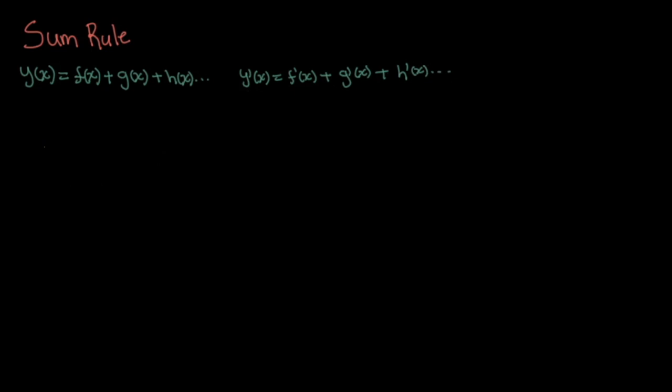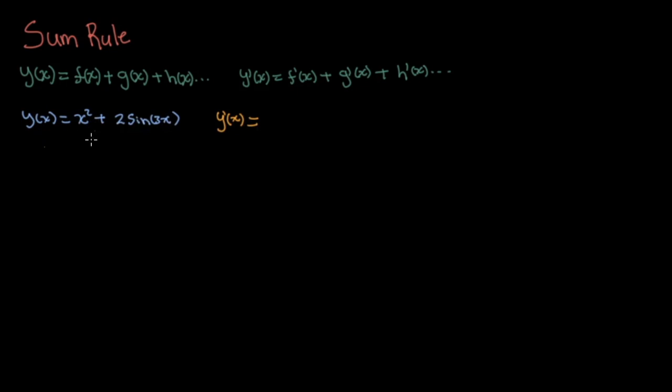So, for example, let's say we have a function y at x equals x squared plus 2 sine 3x. What is the derivative of this function? What is y prime at x? Well, according to the sum rule, we just take the derivative of each individual part. So we're going to take the derivative of x squared plus the derivative of 2 sine 3x. We'll start with x squared here.